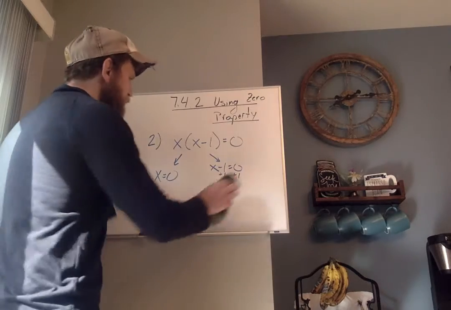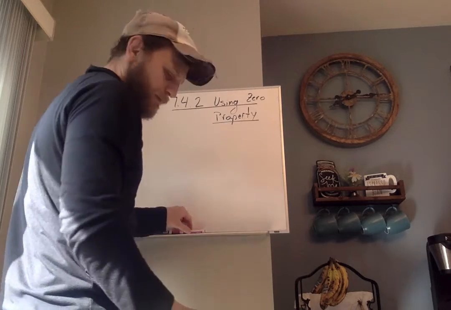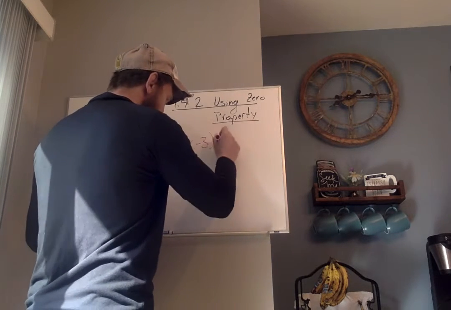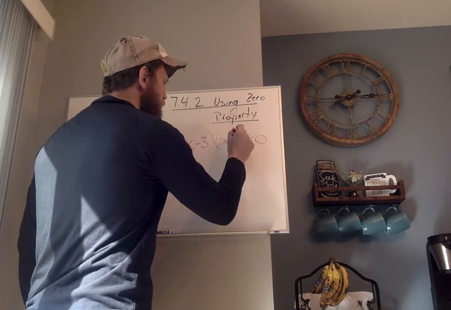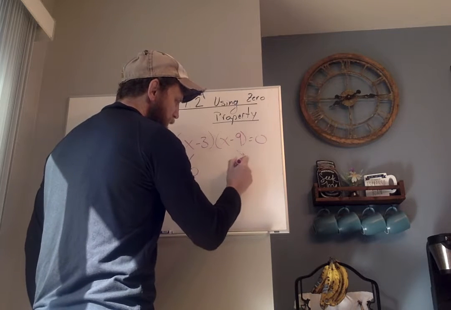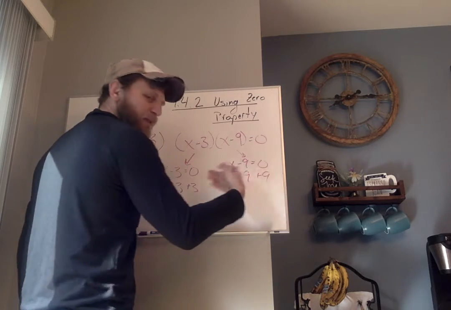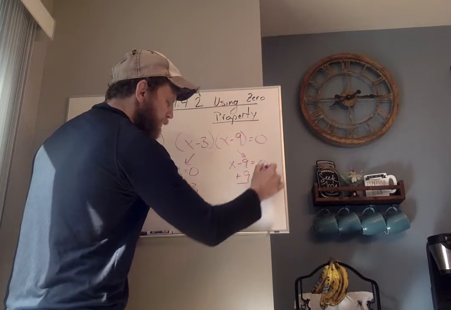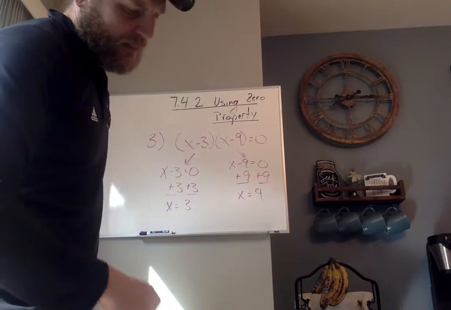All right, so let's look at question number 3. Question number 3 says x minus 3 times x minus 9 equals 0. That's not minus 3, it's supposed to be a minus 9. So we're going to do this equals 0, this equals 0. I'm going to add 3, and over there I would add 9. So 0 plus 3 is 3, 0 plus 9 is 9. So my two answers are 3 and 9.